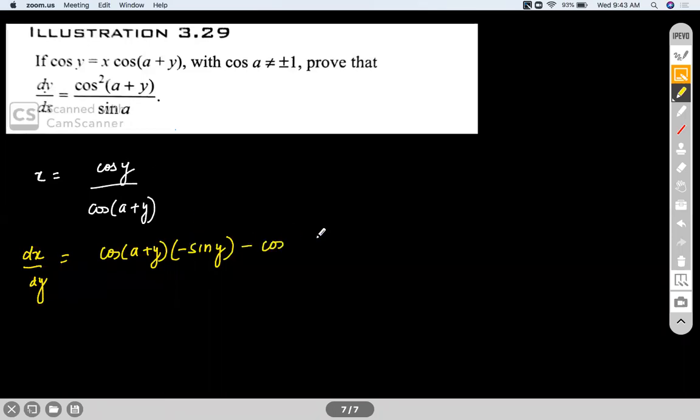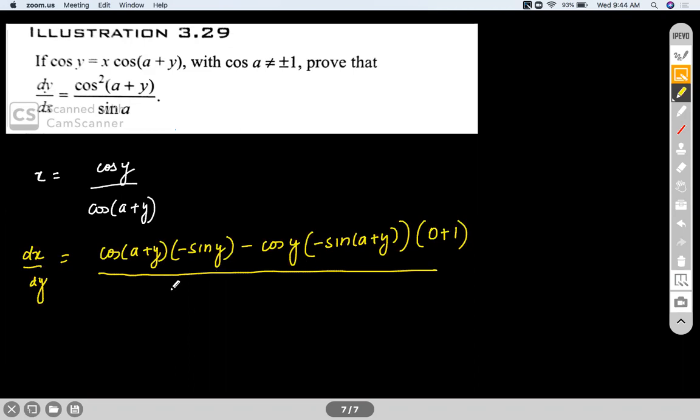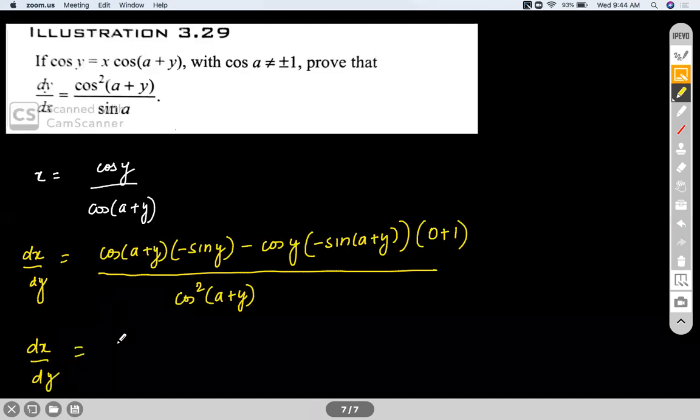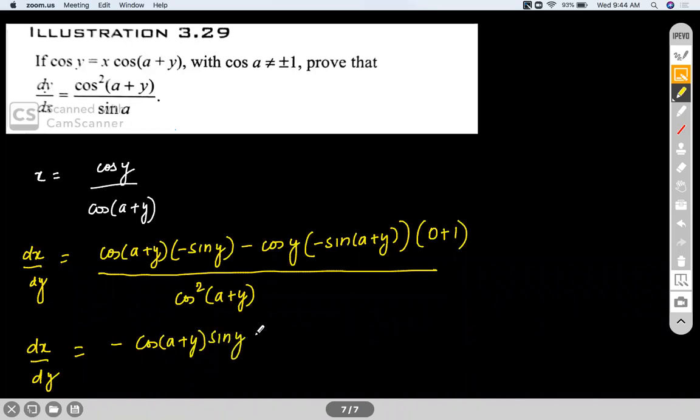Minus cos y, derivative of this is going to be minus sine a plus y into derivative of a plus y. Derivative of a plus y will be 0 plus 1, isn't it? Because a derivative is 0 and y derivative with respect to y is 1. Okay? Whole divided by cos square a plus y. Correct? Basically, I use the formula gf dash minus fg dash by g square. If you simplify this, it becomes minus cos a plus y sine y plus sine a plus y cos y by cos square a plus y.